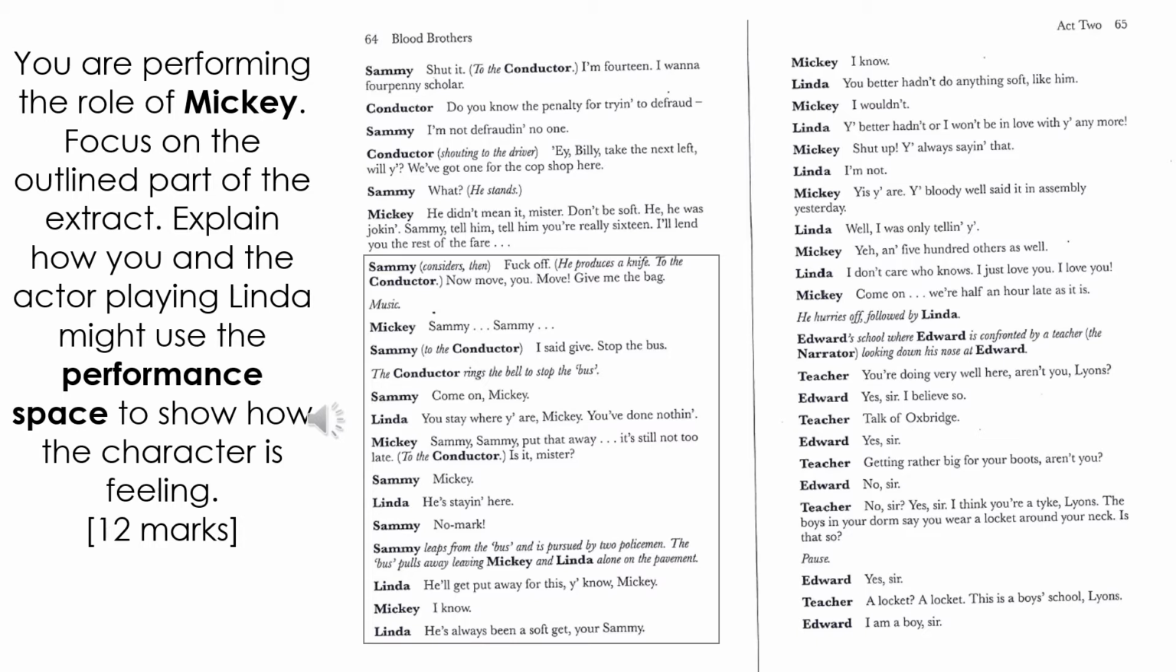So write that down. The third question, how did the character of Mickey use performance space to interact with Linda? I'll say that again. How did the character of Mickey use performance space to interact with Linda? And then the fourth question, what effect did this create? So what effect did this create? So with these questions, I would like you to read through the extract and make notes and answer these questions after you have read this extract.